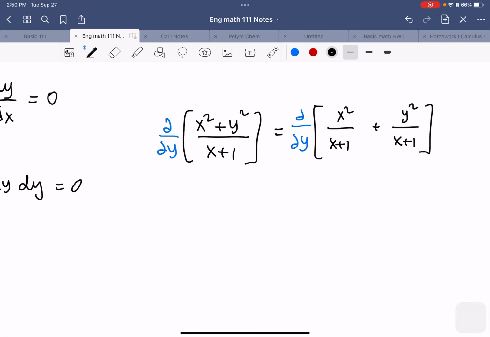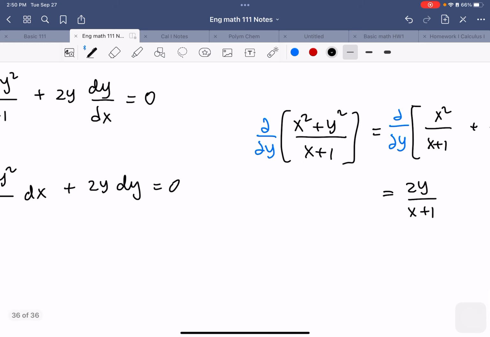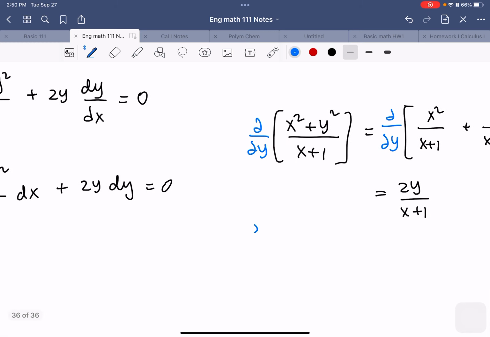But since this is a function of x, right? This x variable, so we could compute the 0. Right? So we could just differentiate this one. Okay, this is a constant. Right? So 2y over x plus 1. Okay, now the other is the x of 2y, which is 0.